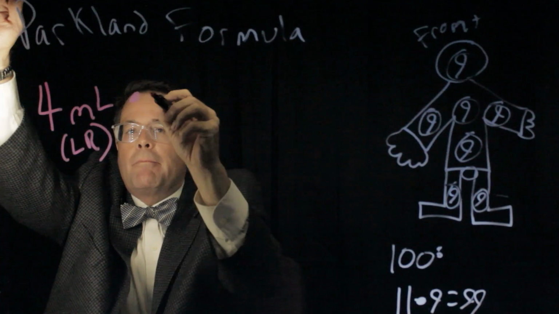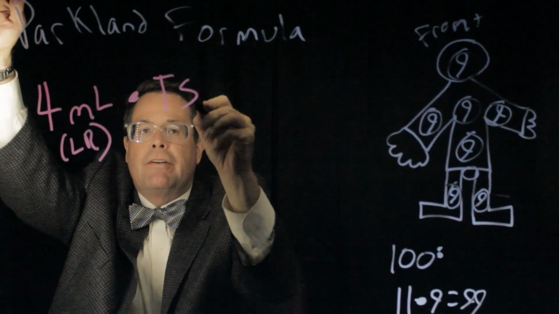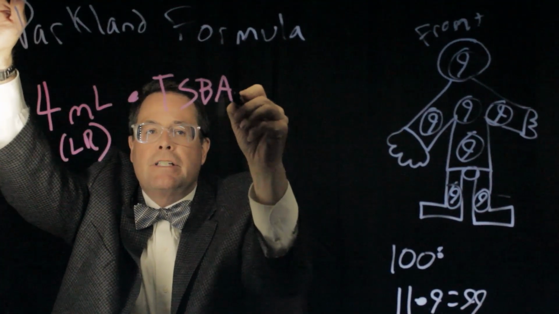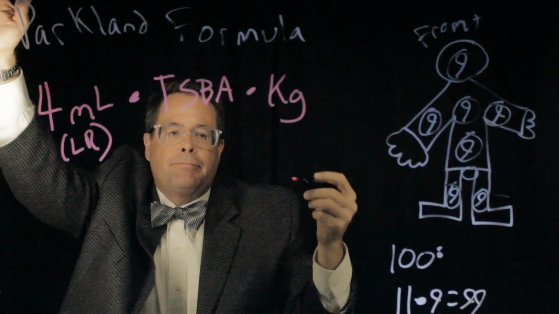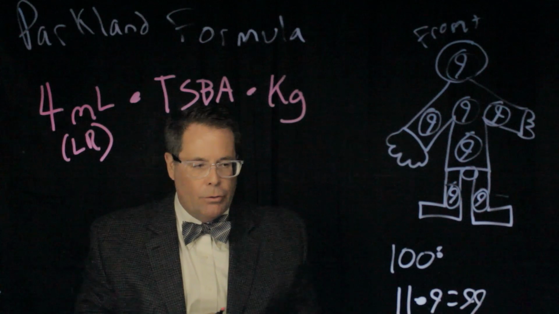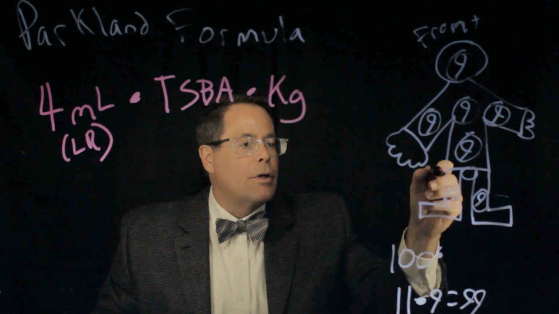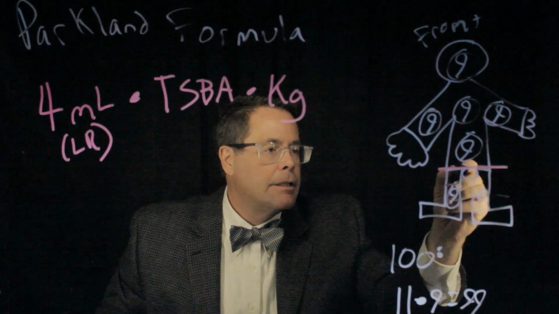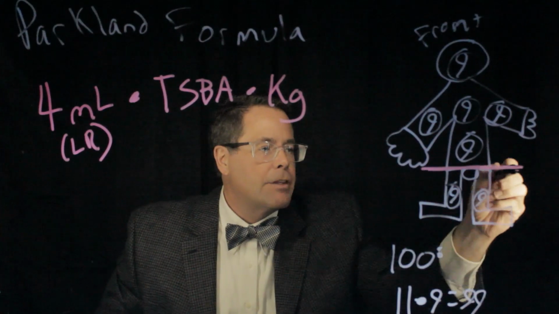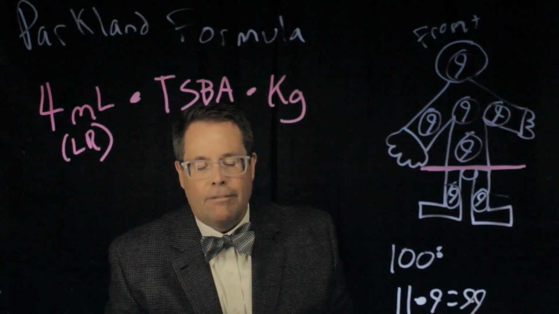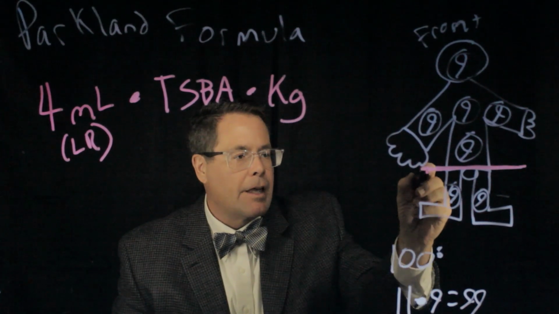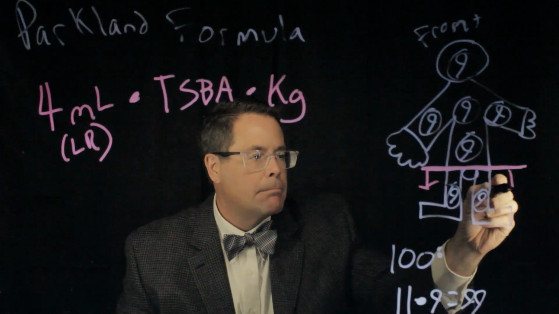We're going to multiply that by total body surface area affected or burned, times the patient's weight in kilograms. So we're going to do a little example here. We're going to say this patient, you came out on a scene for the EMS students, and let's say they fell into a vat of hot water. So everything below the waist is burned.